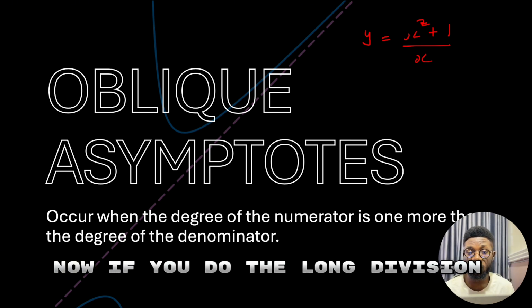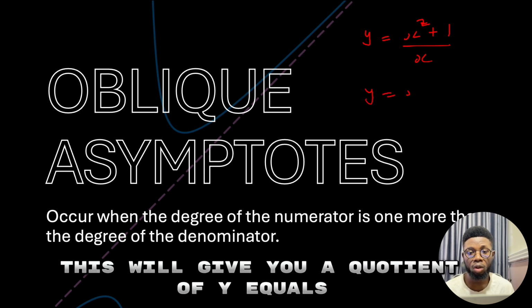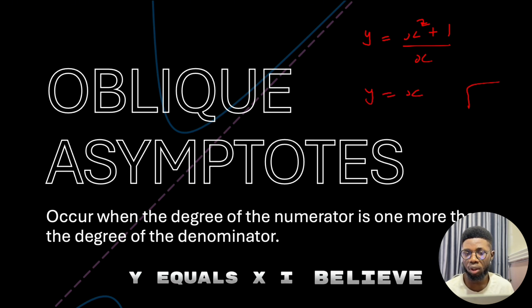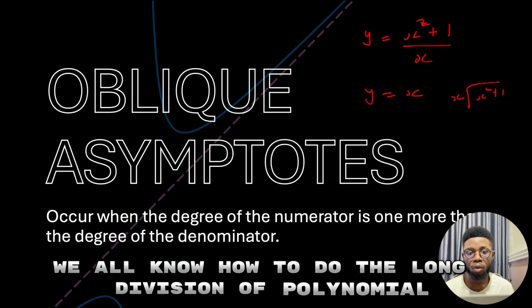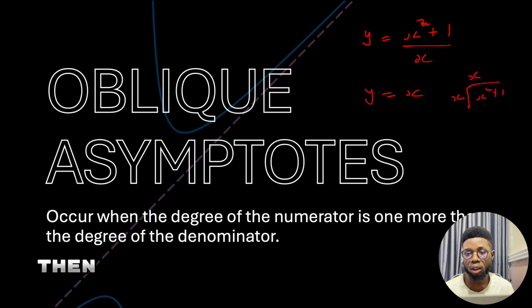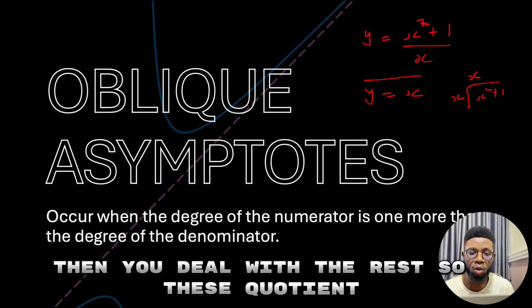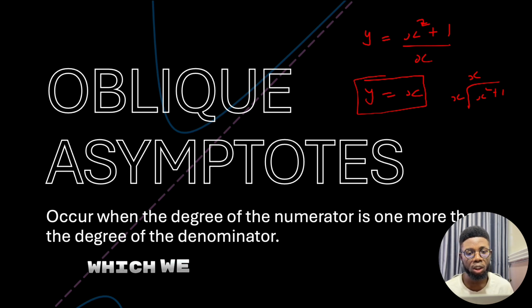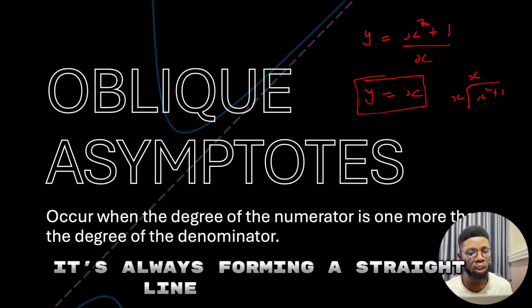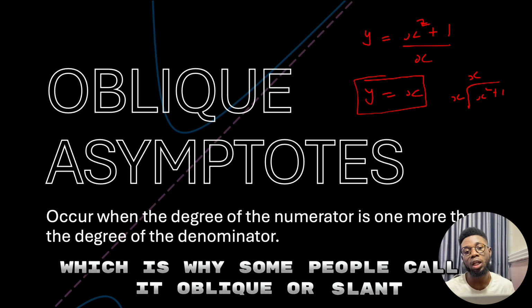Now, if you do the long division of polynomials, this will give you a quotient of y equals x. I believe we all know how to do the long division of polynomials. That will just be x. Then you deal with the rest. So the result of this quotient is the oblique asymptote, which we can see from the background here. It's always forming a straight line that is slant, which is why some people call it the oblique or slant asymptote.